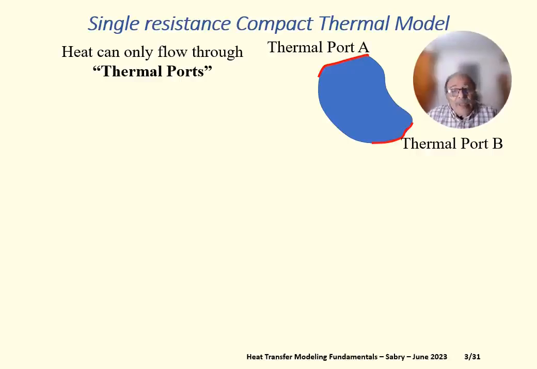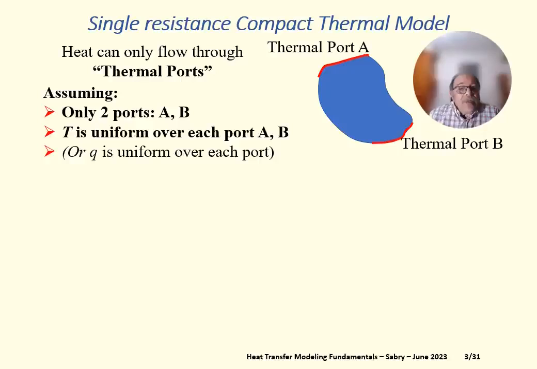Now, let us assume that we have only heat transfer with the surroundings, not inside the domain, and that this is done through only two regions. Each region is called a thermal port. It's a region where heat is transferred to or from the object. Other regions are considered as insulated. Now we will make these two simplifying assumptions.